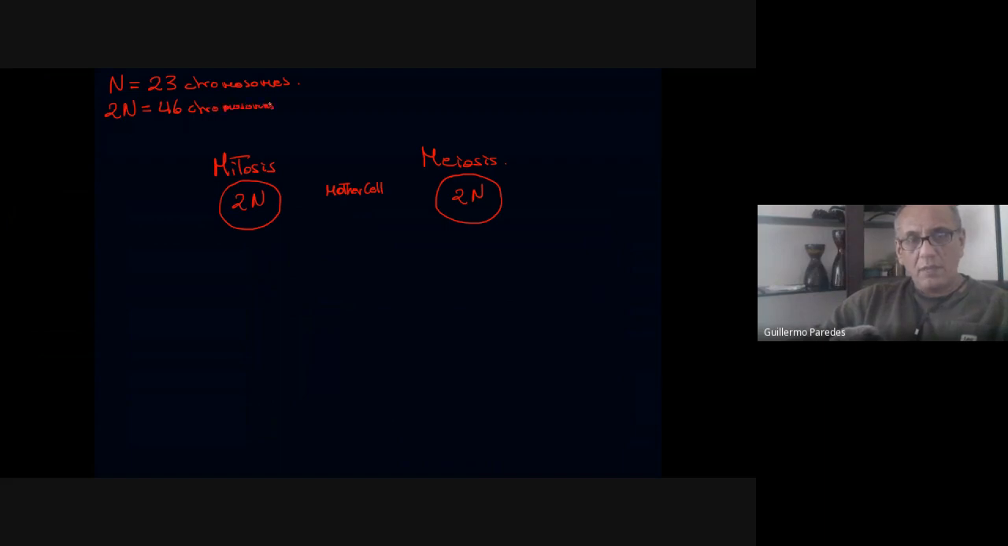That is the same as saying 2N chromosomes, because N means 23 chromosomes. 2 times N means 46 chromosomes. This is going to be called a diploid cell. Diploid means di means 2, ploid means number of chromosomes.